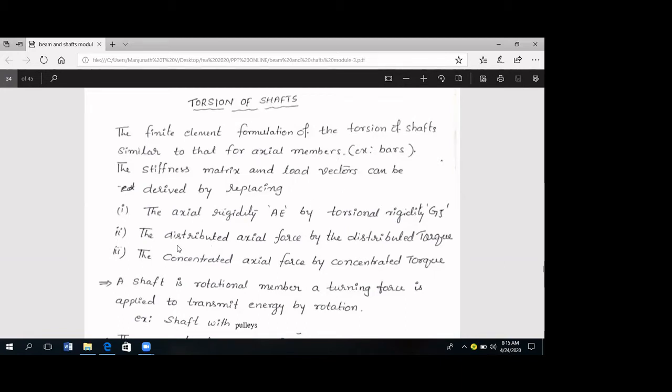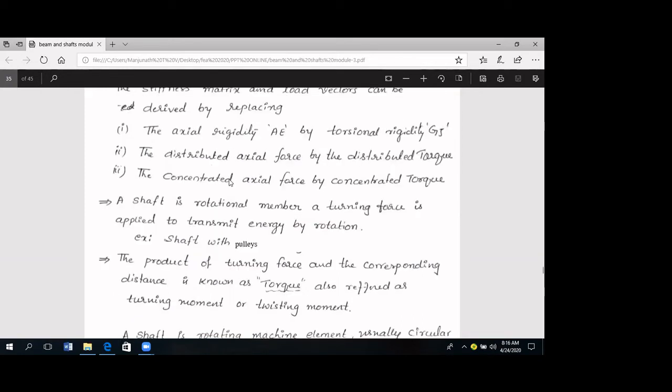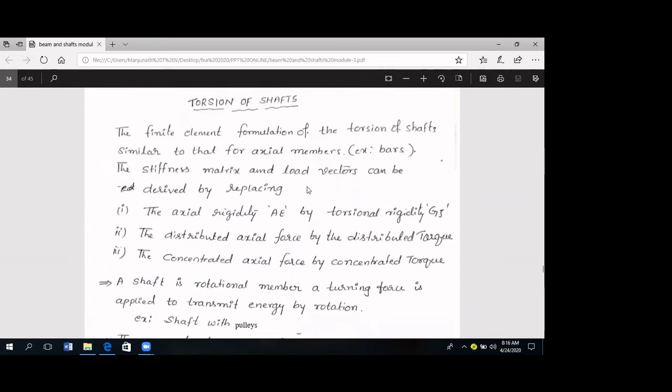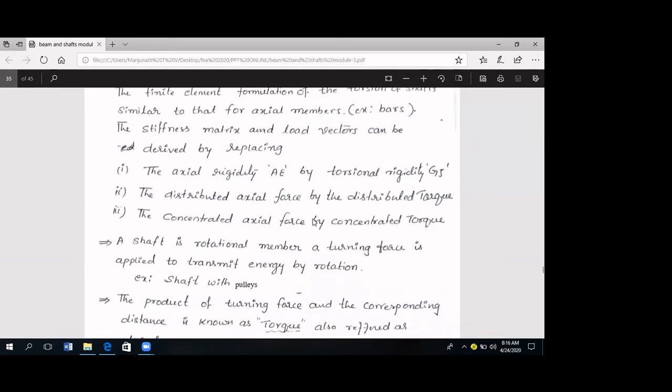Then the second one is the distributed axial force. The distributed axial force is going to be replaced by the distributed torque. In the axial members, the distributed axial force is applied to the bars. Similarly, in the torsion of shafts, only the distributed torque is applied on the shafts. Then the third difference: in bars, we take the point load. Similarly, in the torsion of shafts, the concentrated torque we are going to consider.